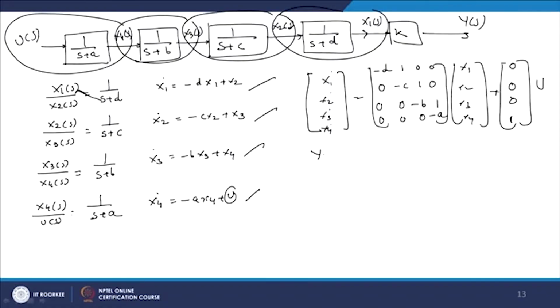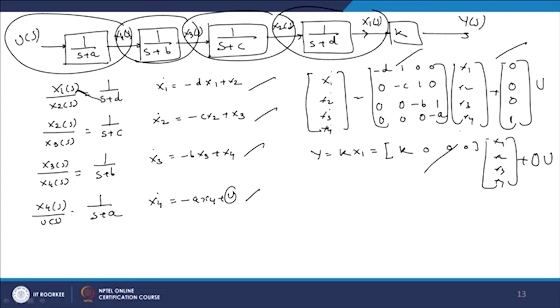Now about the output. So output y equal to k into x1. So we can write down as k 0 0 0 times x1, x2, x3, x4, and definitely there is 0 into u. So this is the A, B, C matrix.